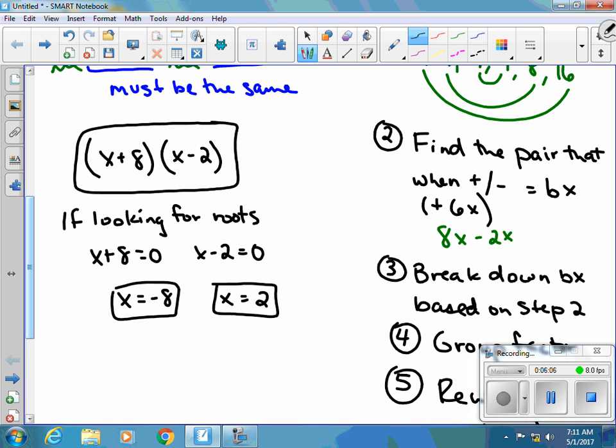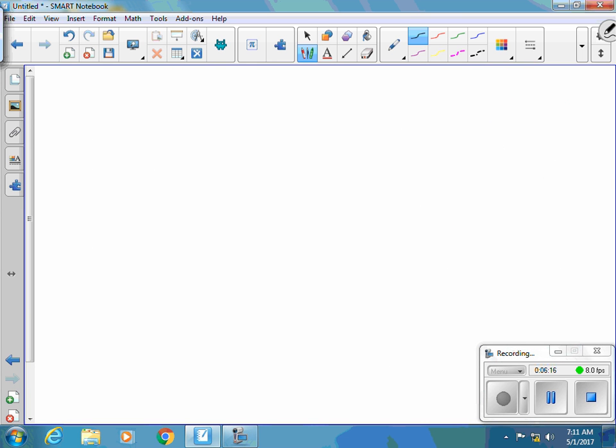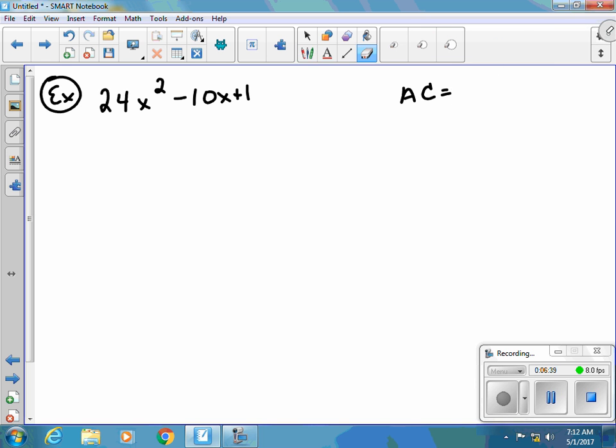I am going to go through one of these a little bit faster because I'm not going to go through step by step all of that information. All right, so on this one, I'm going to make it a little bit different that I have a 24 in front. So I've got 24x squared minus 10x plus 1. Notice I was still considerate on the AC. So I've got 24 times 1.